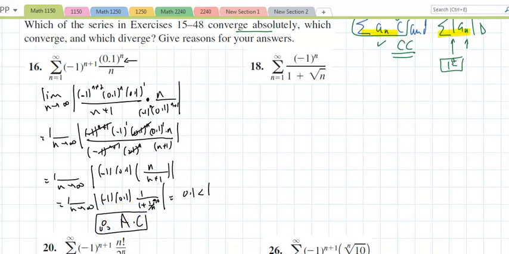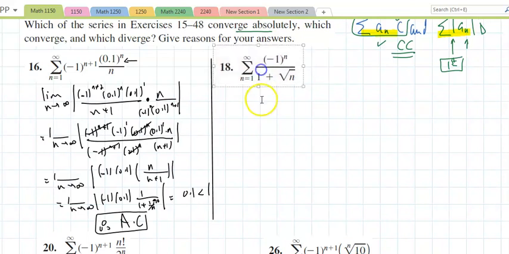Again, if the series is absolutely convergent, I'm done. The only way a series could be conditionally convergent is if the absolute value diverges, which means it's not absolutely convergent, but the original converges. If I look at the next problem, I'm glancing at this again. I could do this a couple of ways. It's best to start with this, because if the absolute value converges, then it's absolutely convergent and I'm done.